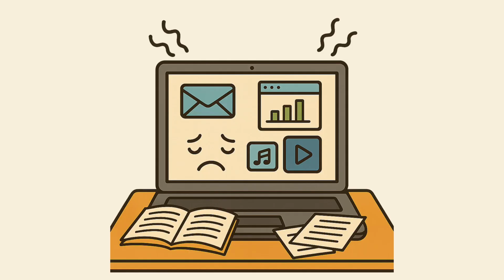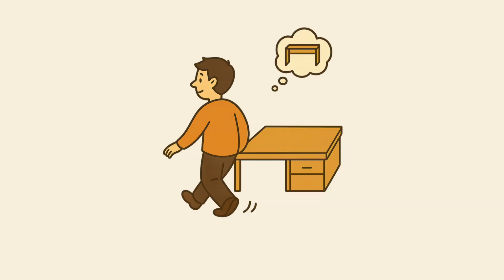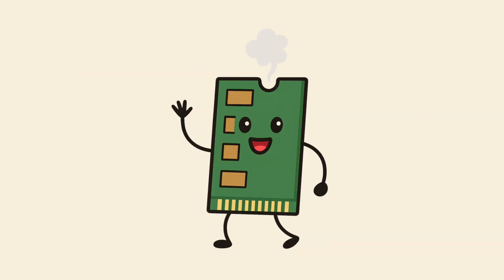RAM works the same way. It holds the data and programs your computer is actively using. That's why opening many apps at once can slow things down. Your desk gets crowded. But here's the catch. RAM is temporary. When the power goes off, everything on the desk disappears. It's like leaving the office and finding your desk cleared overnight. That's why RAM is called volatile memory. It's fast. It's handy. But it doesn't keep things forever.